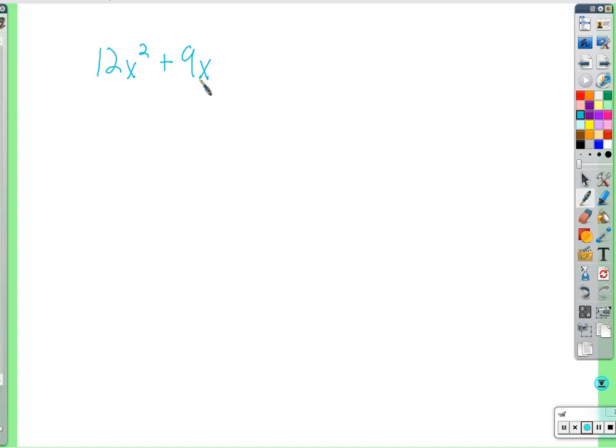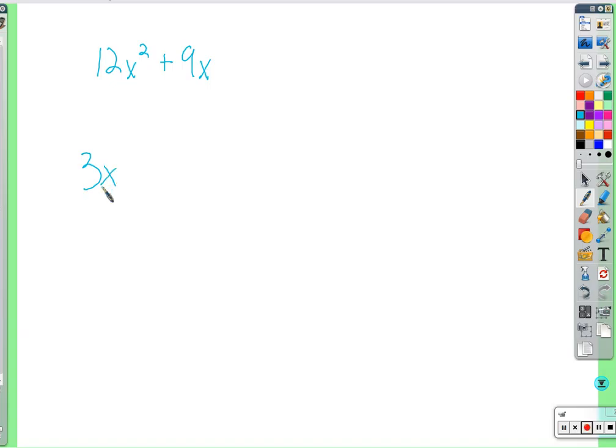Alright, so just open question, anybody. What number can we factor out, or what can we factor out, not just number, what can we factor out of both of these things? A 3? Okay, anything else? An x. What? 4x. And an x.